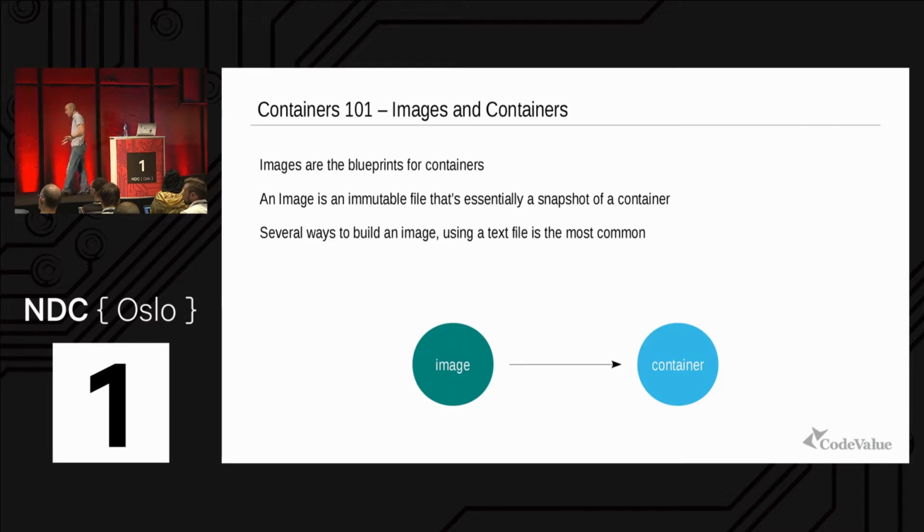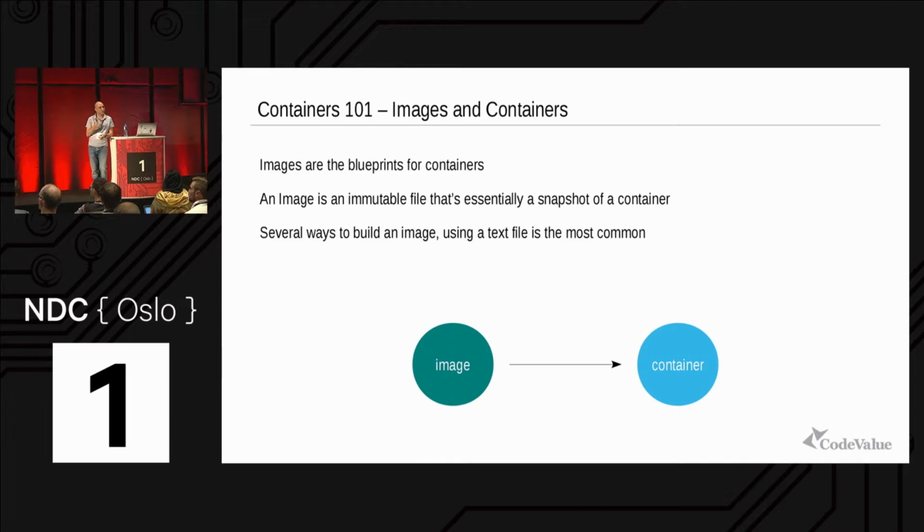It's basically just a file, okay? It's a compressed file, which has everything inside, all the code, all the dependencies, all the references that my code actually needs in order to run. Now, there's several ways to build an image. Using a text file is probably the most common. You declare inside your text file the things you need inside your image. It's basically just a set of instructions on how to build your image.